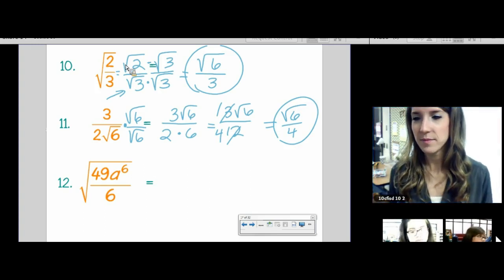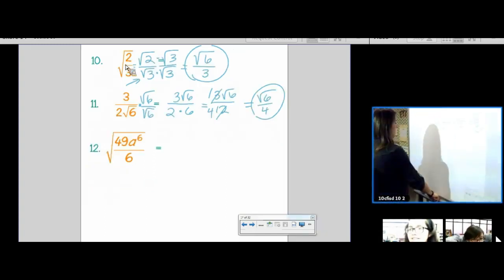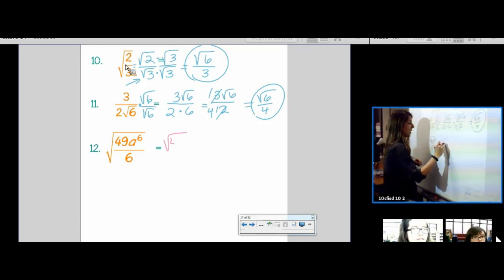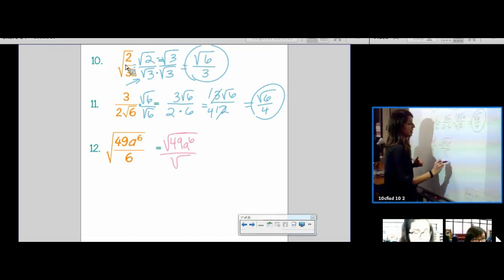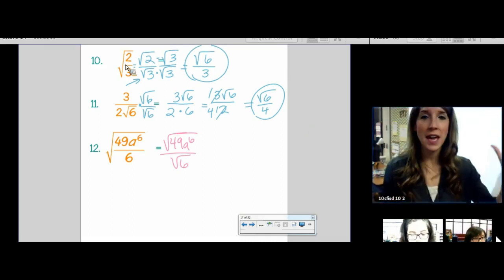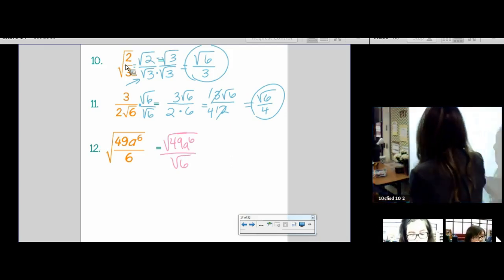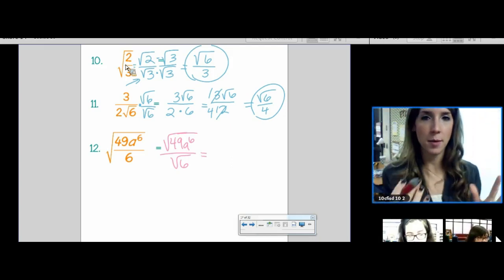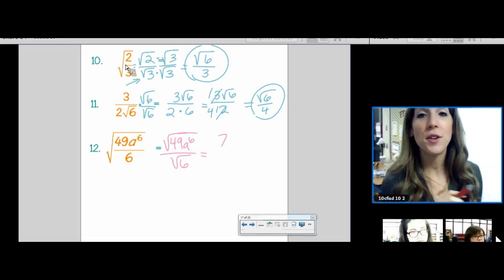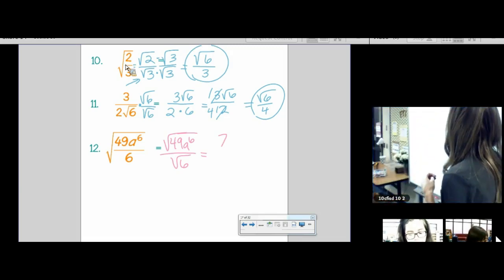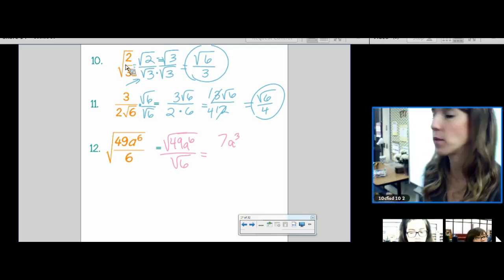Last one. I spy perfect squares. I spy 2 of them, in fact. I would rewrite this if I were you, because we are allowed to do that. That is mathematically legal. You can square root the top and square root the bottom. Totally legal. Alrighty. The numerator is completely a perfect square. The square root of 49 is 7. The square root of a to the 6th is a to the 3rd, because you just divide the exponent by 2, if you remember that from yesterday.